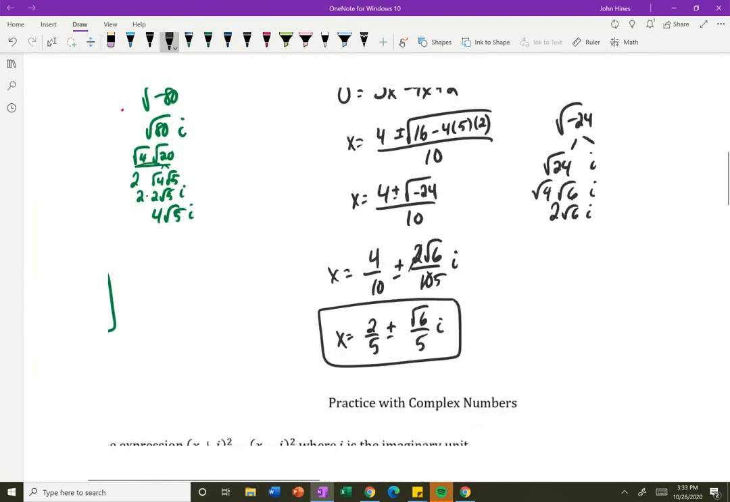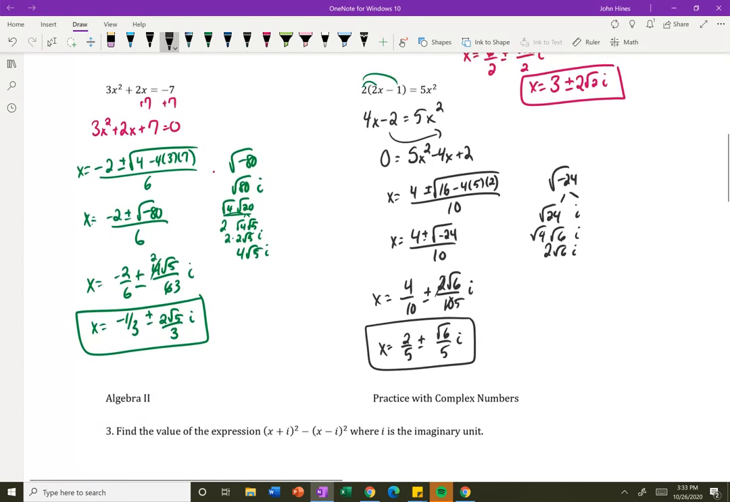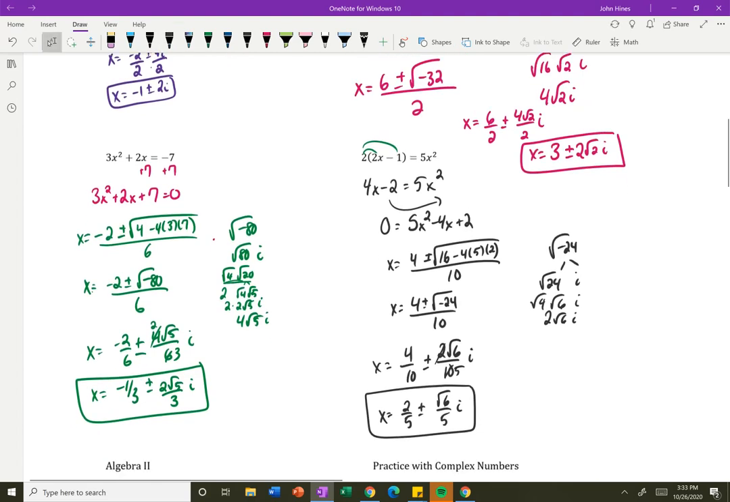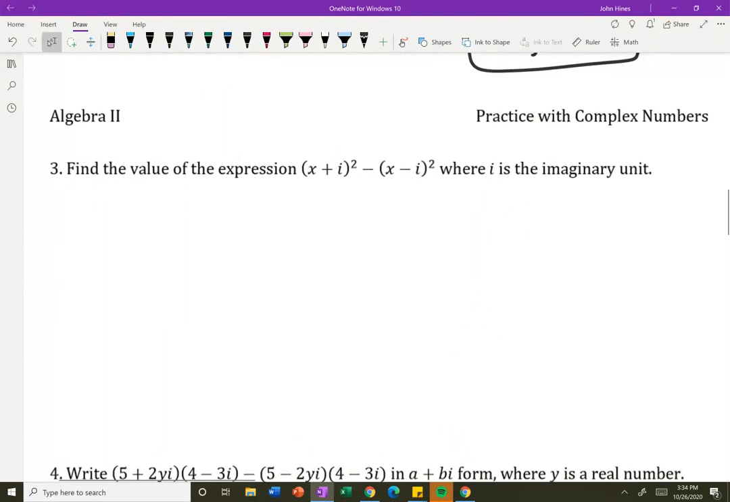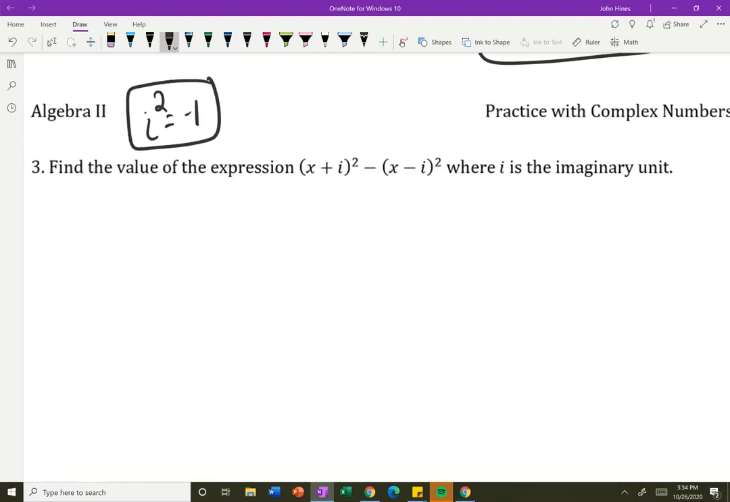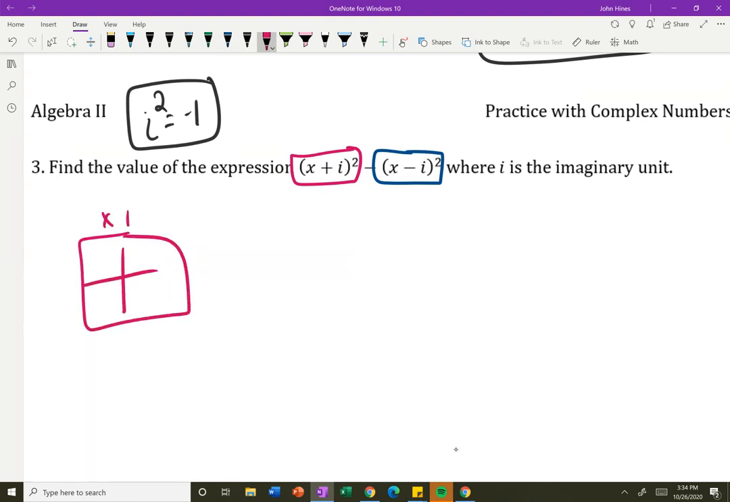So hopefully you notice that these are kind of the same process over and over and over again when using the quadratic formula. Let's practice some work with complex numbers. The key thing you have to remember, i squared is negative 1. i is this imaginary number whose square is negative 1. So find the value of this expression. So here's my game plan. Make a box, subtract the answer. So I kind of have 3 steps here, and we've done a couple like this already.